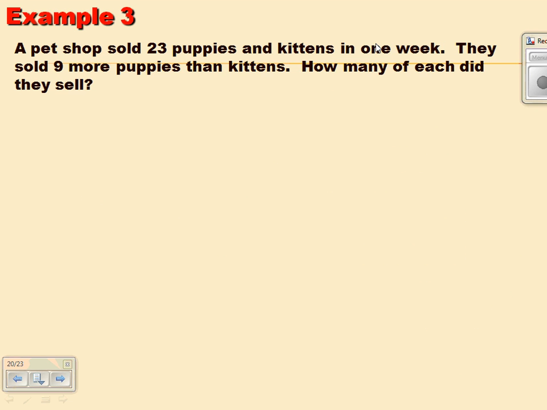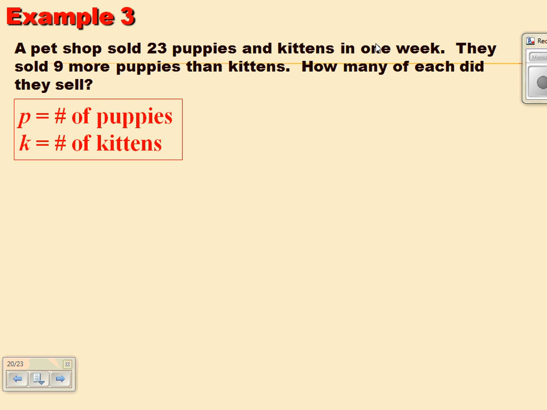Let's look at example number 3. A pet shop sold 23 puppies and kittens in 1 week. They sold 9 more puppies than kittens. How many of each did they sell? So I'm going to define 2 variables. P equals the number of puppies. K is the number of kittens.